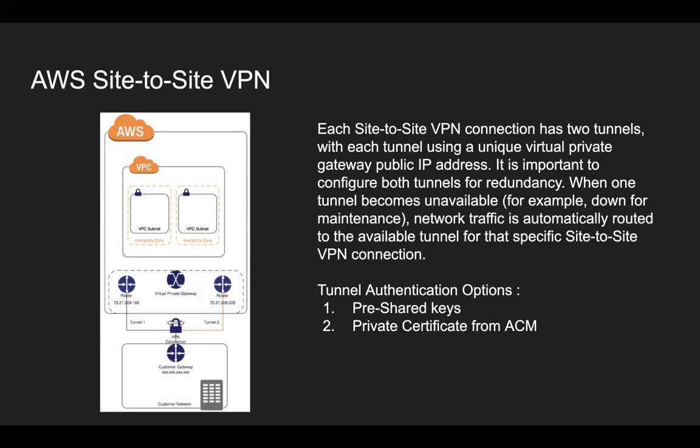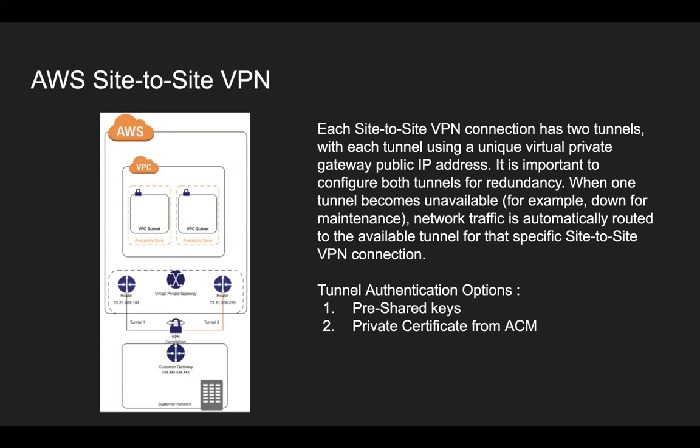In terms of authentication, by default we have a concept called a pre-shared key. So while configuring each and every tunnel, you have a pre-shared key, or you can also go for the authentication option via a private certificate from ACM. But in my personal experience, I haven't seen that. I have seen only pre-shared keys being used. But these are the two available tunnel authentication options.